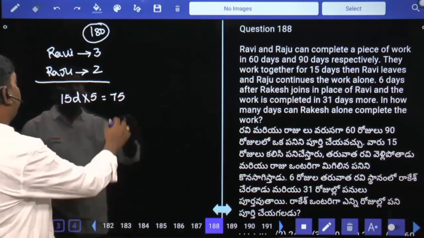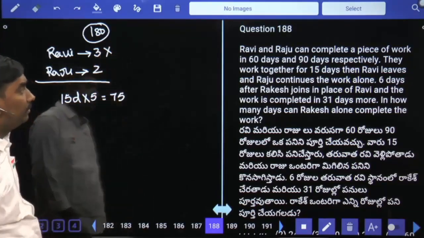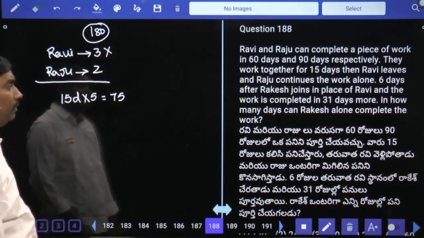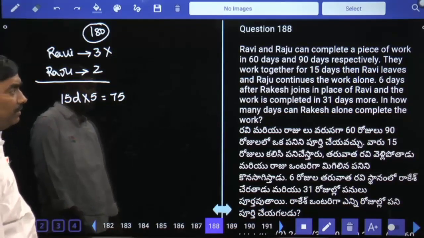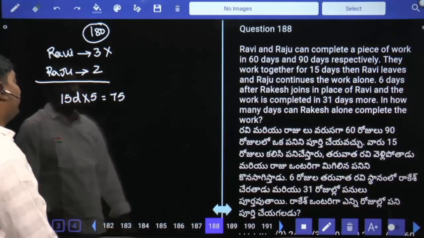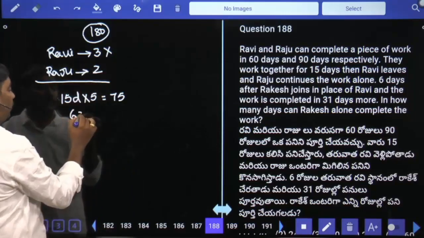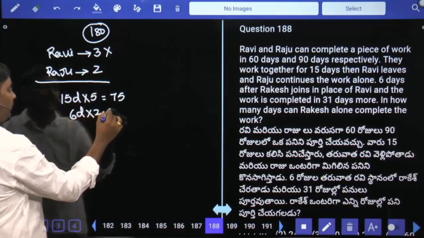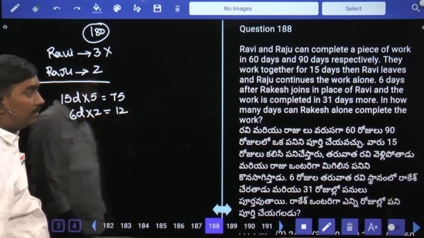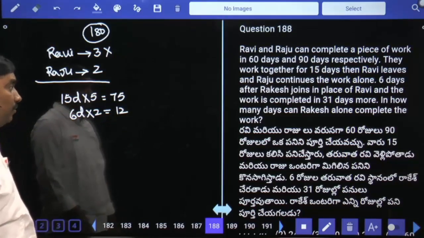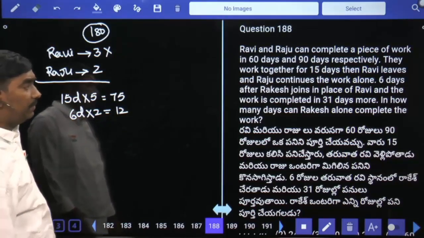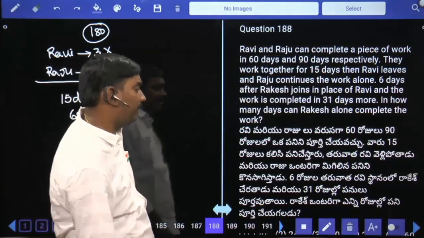Then Ravi left, and Raju continues the work alone. After 6 days, Rakesh joins in place of Ravi. Up to 6 days, Raju alone is working. In one day, 2 units. In 6 days, 12 units. Then Rakesh joins in place of Ravi, and the remaining work is completed in 31 days more.